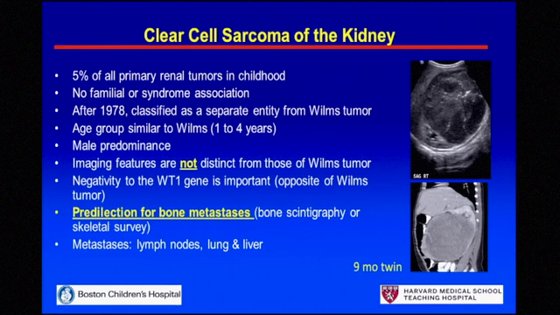Negativity for the WT1 gene is important. This is opposite to the condition of Wilms tumor. And unfortunately, there is a predilection for bone metastases, so you have to look for them. You have to do either bone scintigraphy or skeletal surveys. And the example on your right is a rather angry-looking renal mass. We thought it was a Wilms tumor, but pathology proved it to be a clear cell sarcoma. These also can metastasize to lymph nodes, lung, and liver.